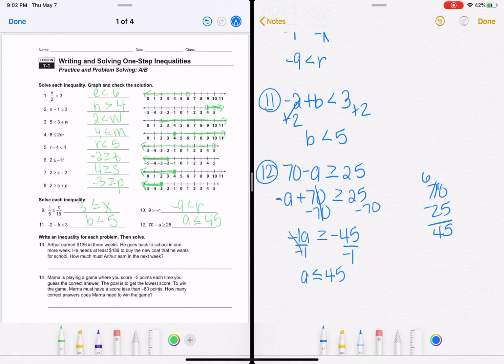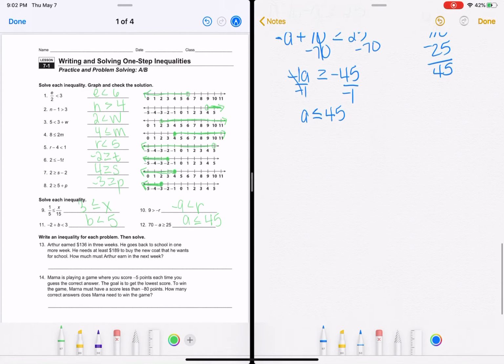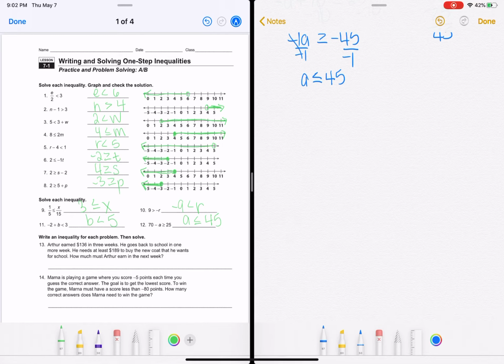All right, write an inequality for each problem, then solve. So we have Arthur earned $136 in 3 weeks. He goes back to school in 1 more week. He needs at least $189 to buy the new coat that he wants for school. How much must Arthur earn in the next week?